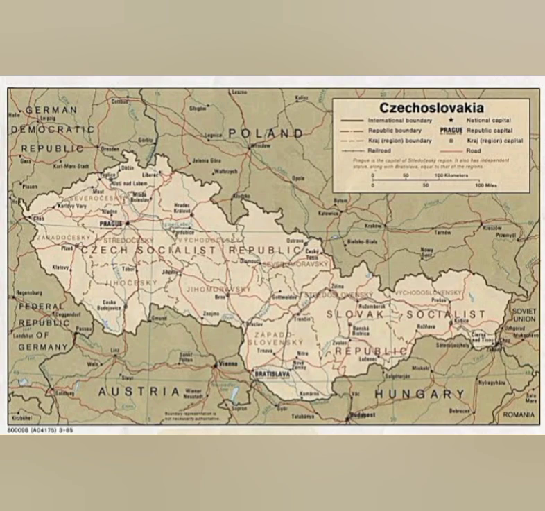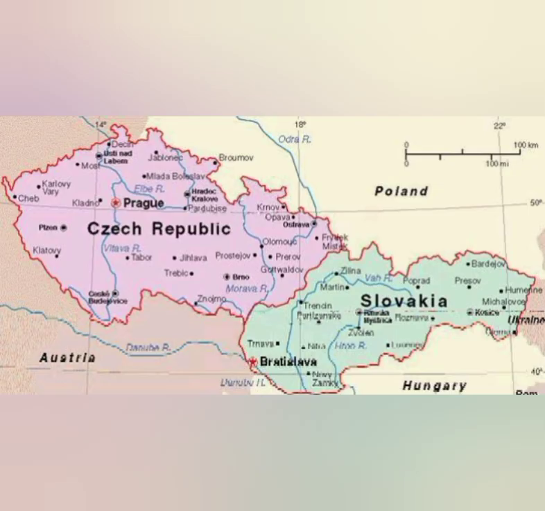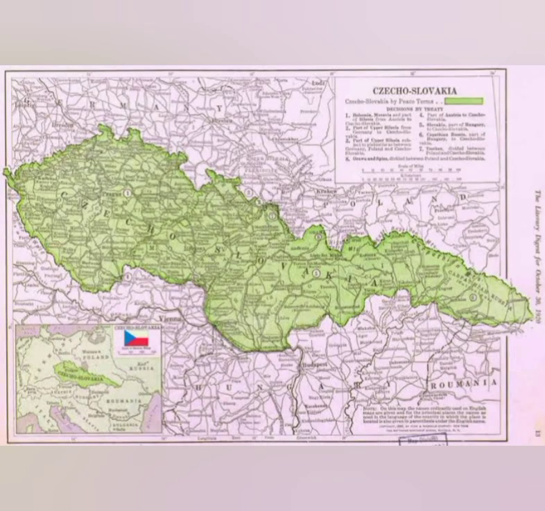Causes of division. Economic differences. The Czech lands were more industrialized and prosperous than Slovakia. Political movements. Growing nationalism in Slovakia and differing visions for the country's future. Consequences. Peaceful transition. The split was amicable, with no violence or international intervention.